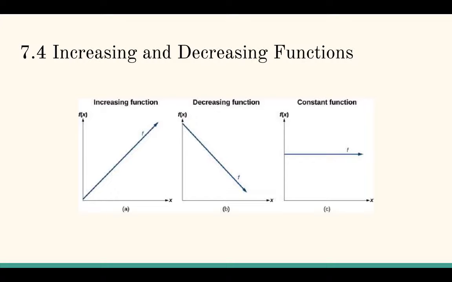To start, 7.4 was about increasing and decreasing functions. This means functions with positive and negative slopes. This first function is an increasing function. It's positive as it is pointing up. The second function is a decreasing function. It's negative as it is pointing down. And the third function is a constant, meaning it is neither positive nor negative. It is pointing neither up nor down.